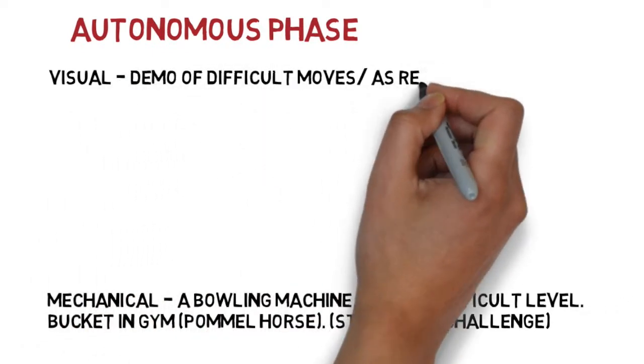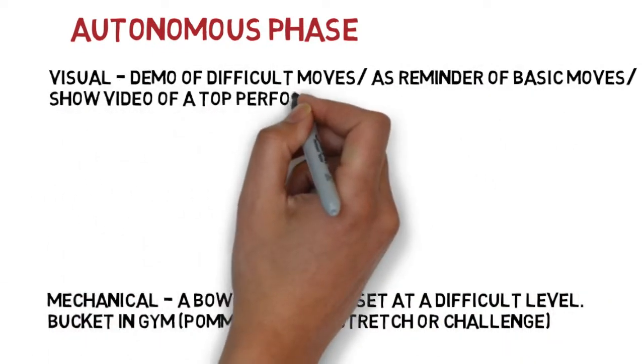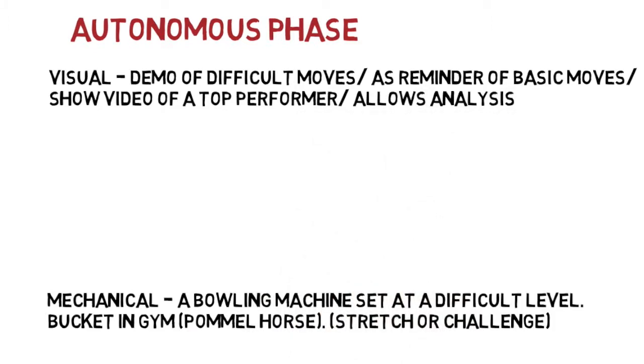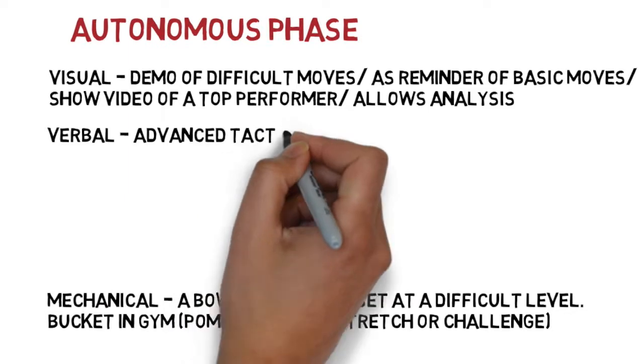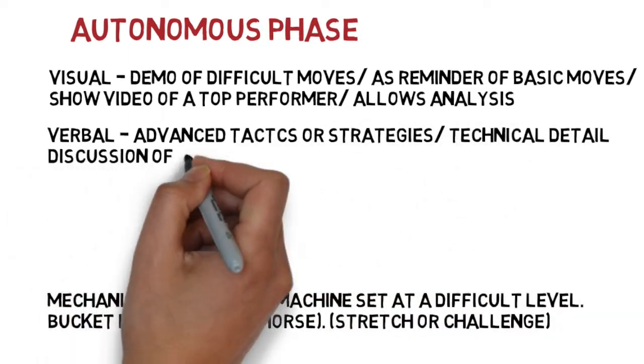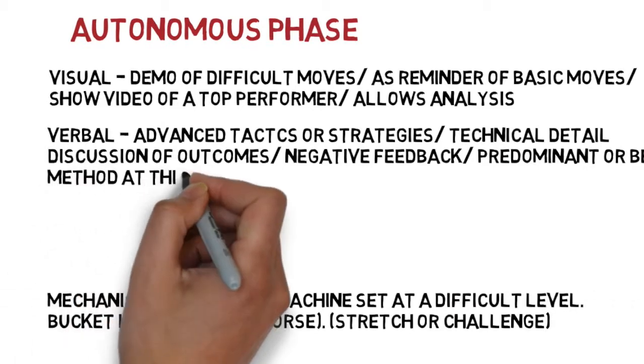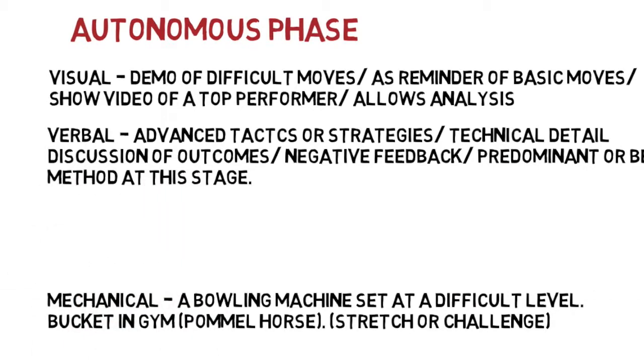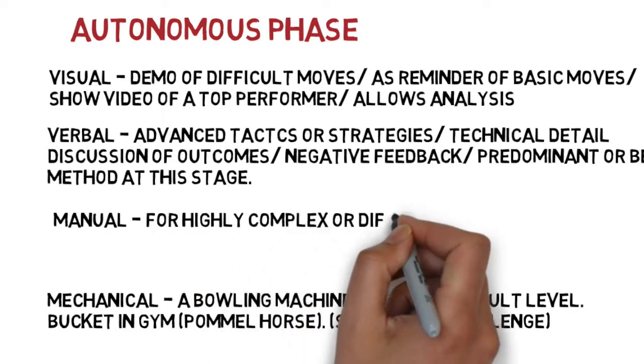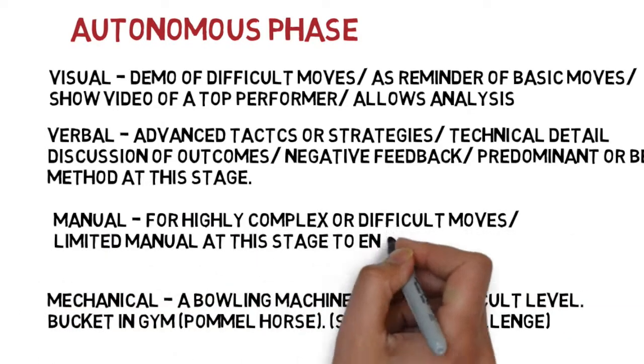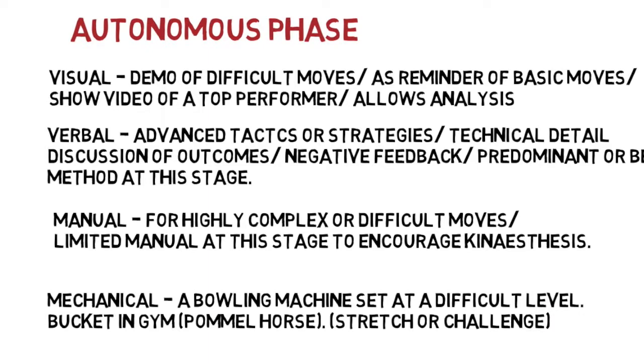So visual: demonstration of difficult moves, or as a reminder of basic skills as well, but the video must be of the top performer, and it allows analysis, and there we lead into the next one, which is the verbal, that allows that discussion to take place. So it's the advanced tactics or strategies, technical detailed discussion of outcomes, and it's very easy to use negative feedback at this stage, because it's quite predominant at this level, because the learner's able to take on board negative feedback about those minor errors that they need to adjust. Manual, we stay away from this one really at this level. It's limited manual at this stage to encourage the kinesthesis, in other words that feeling of the skill on its own.